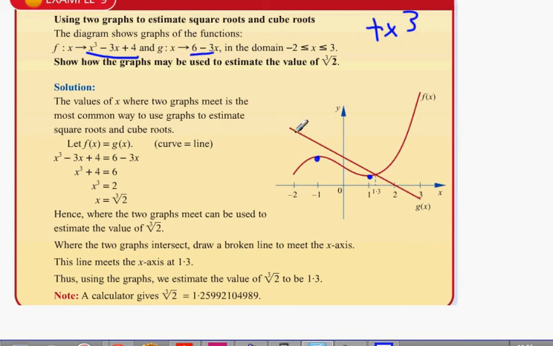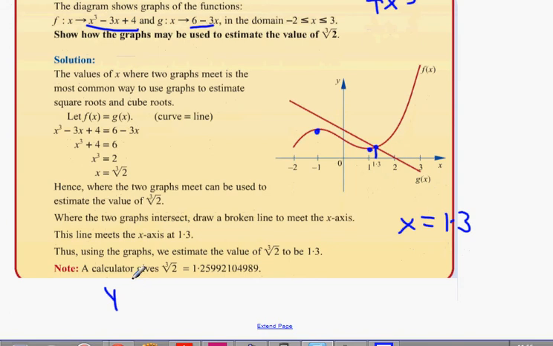The other one is a line 6 minus 3x, which cuts down here in the domain minus 2 less than or equal to x less than or equal to 3. Show how the graphs might be used to estimate the value of the square root of 2. Now, what we can see is that the graphs intersect at x equals 1.3. Are you happy with that? X equals 1.3. Now, what this means is that the y value of the curve equals the y value of the line, which means that x cubed minus 3x plus 4 must equal 6 minus 3x.